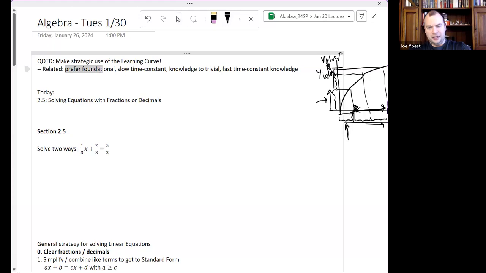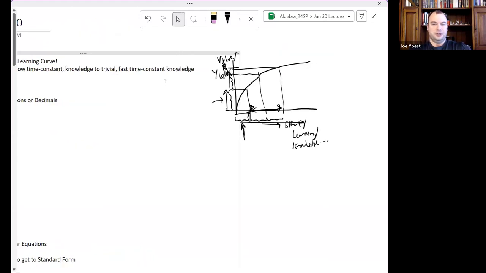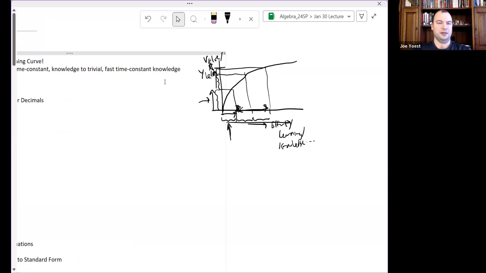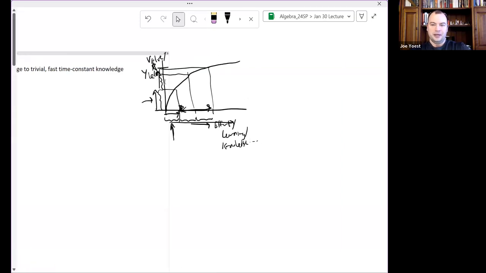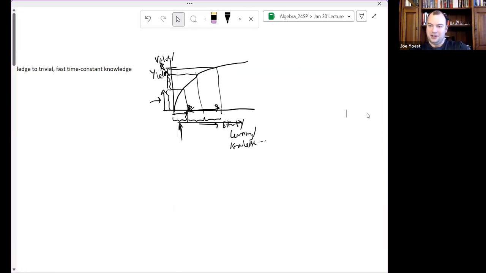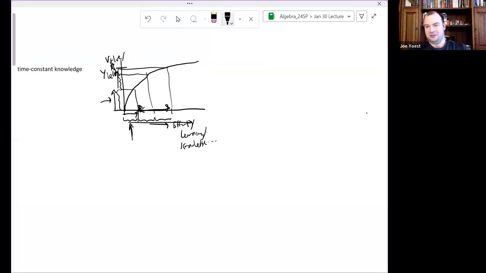So, another thing that's related to this is when we choose to put in effort and gain yield in some area, how might we choose those areas? And caveat here, being a math guy, I have a certain perspective of this, but I look at what I call the time constant.